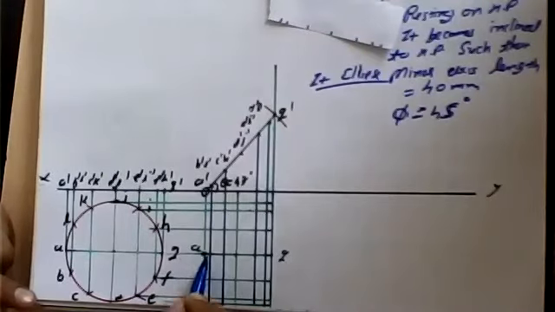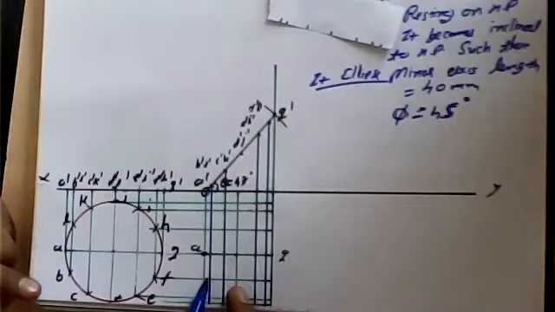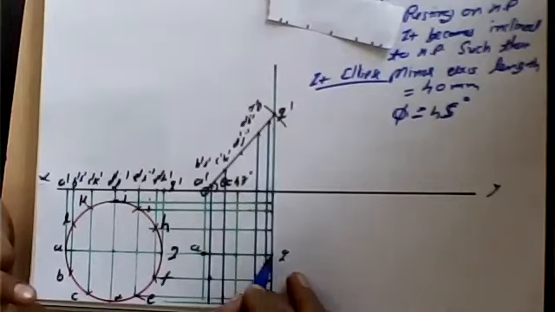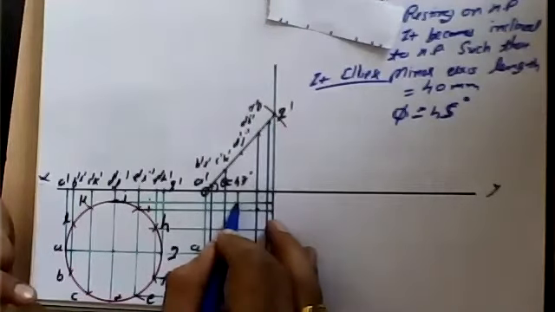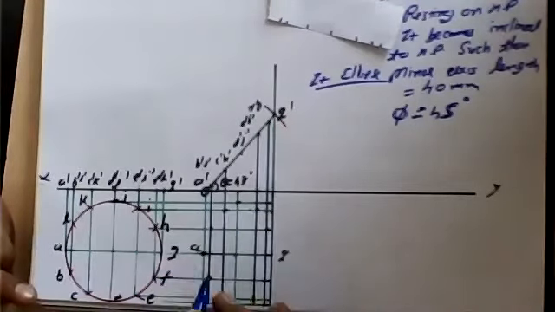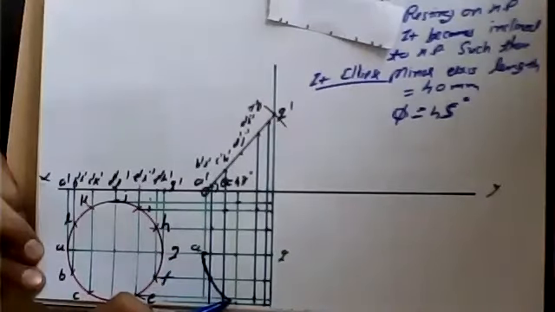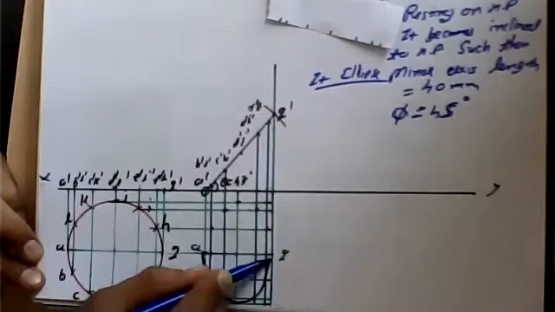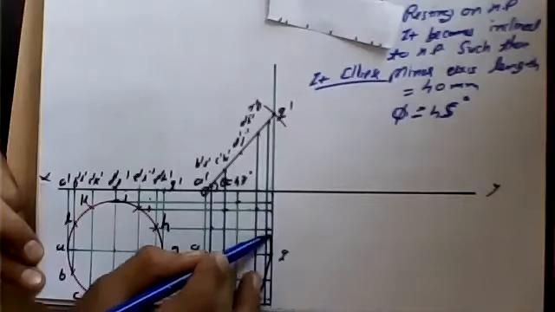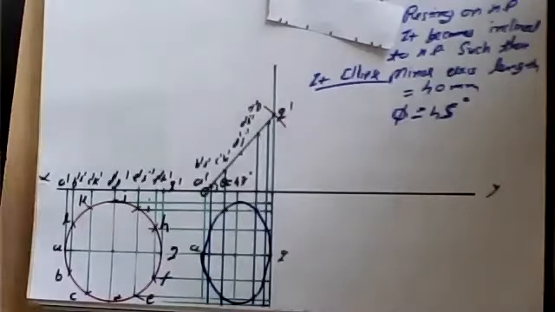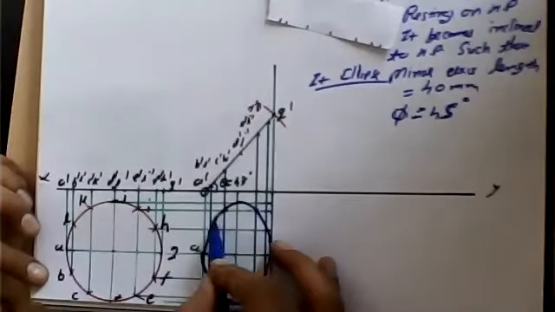I am having A over here. When I search for B, it is going to be available over here. C is going to be available over here. D is going to be available over here. E, F, G, H, I, J, K and L. And when I join them, I'll be finding an ellipse. So this is an elliptical figure, which is what we had been expecting.